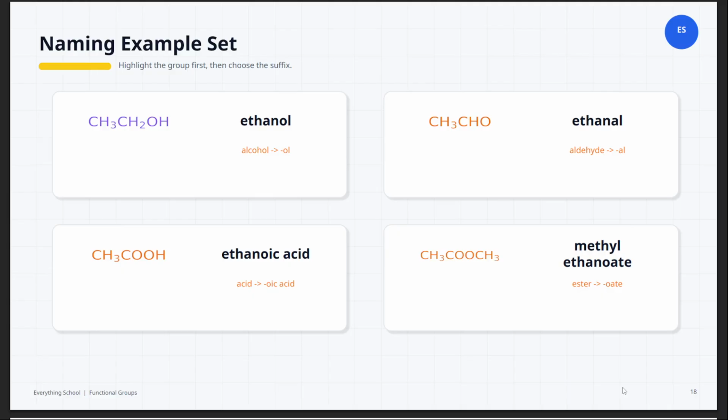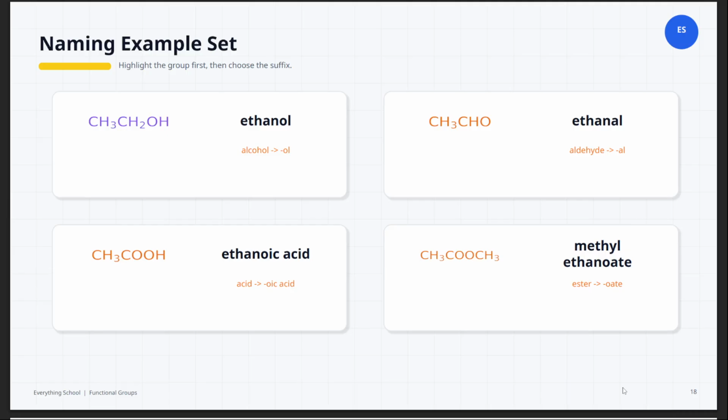Ethanol has an alcohol group, so the name ends in "ol." Ethanal has an aldehyde group, so the name ends in "al." Ethanoic acid has a carboxylic acid group, so the name ends in "oic acid." Methyl ethanoate is an ester, so it uses the "oate" pattern.